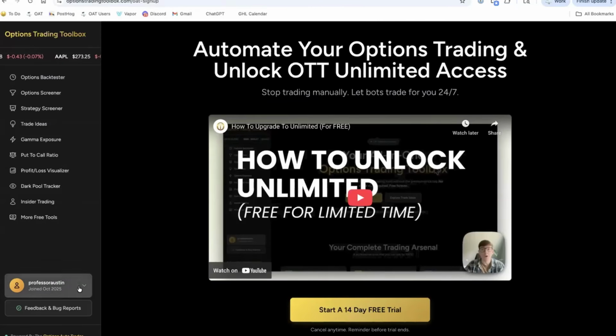How do I get Discord access? When you're creating your account for the Trading Toolbox, you can connect your Discord account, or if you didn't, you just use name and email, it's fine. Click on your profile and there's join Discord right here. It'll allow you to join Discord as well.